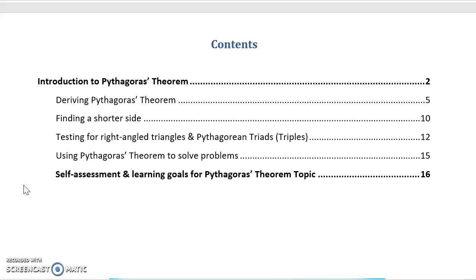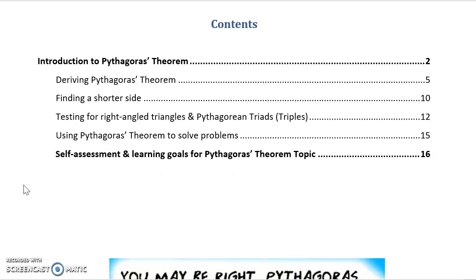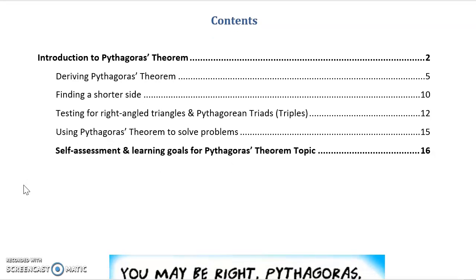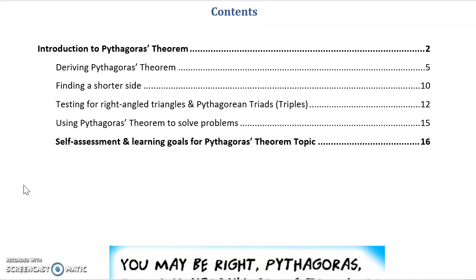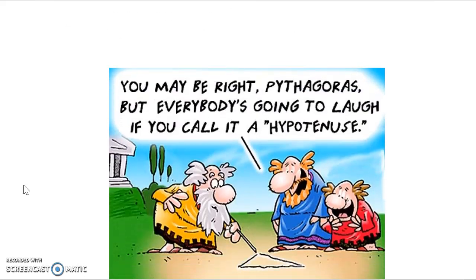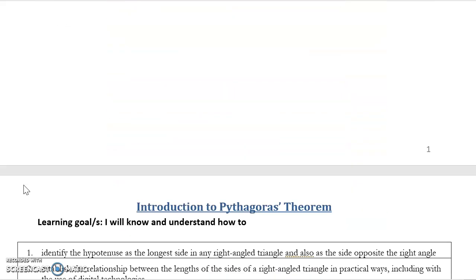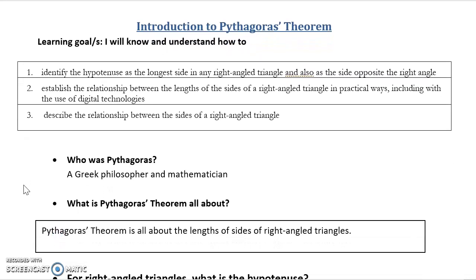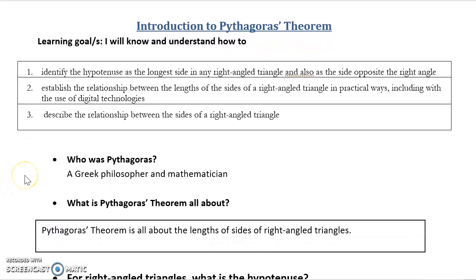This is not a very long topic, but we're going to look at some things about this strange theorem, such as who was Pythagoras, what is Pythagoras' theorem used for, how do we find short sides and long sides, and what are Pythagorean triples, and how do we use that to help us solve problems in maths and life.